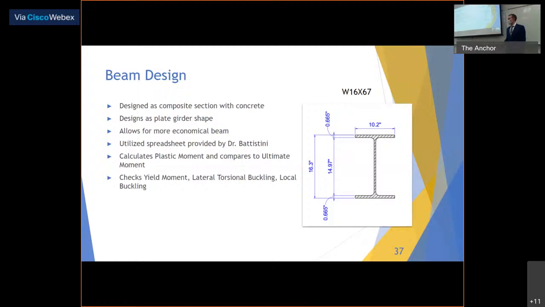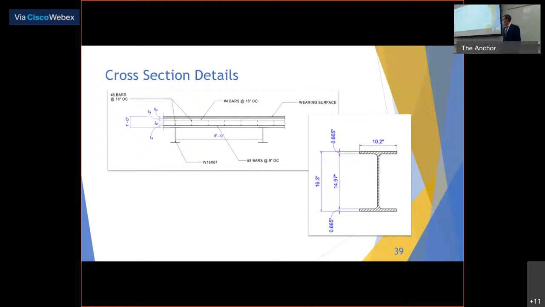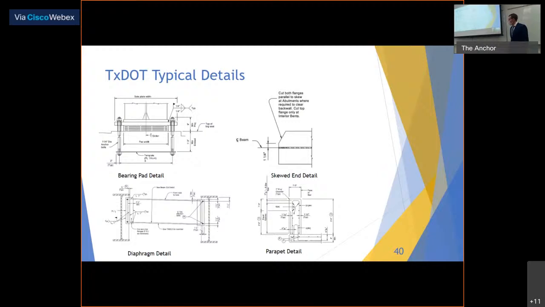And so with the final design set in place, we then went on to drawing our bridge and detailing. So as you saw earlier, this is our plan view of the bridge. We've got a 25 foot span with 7 beams and the outer 2 beams being skewed to help reduce the overhang of the concrete. We then drew some cross-section details. As you saw earlier, we have the slab with the specified rebar, and then we have our beam with the dimensions. And after that, we then moved on and dug into the TxDOT typical details to further detail the bridge.